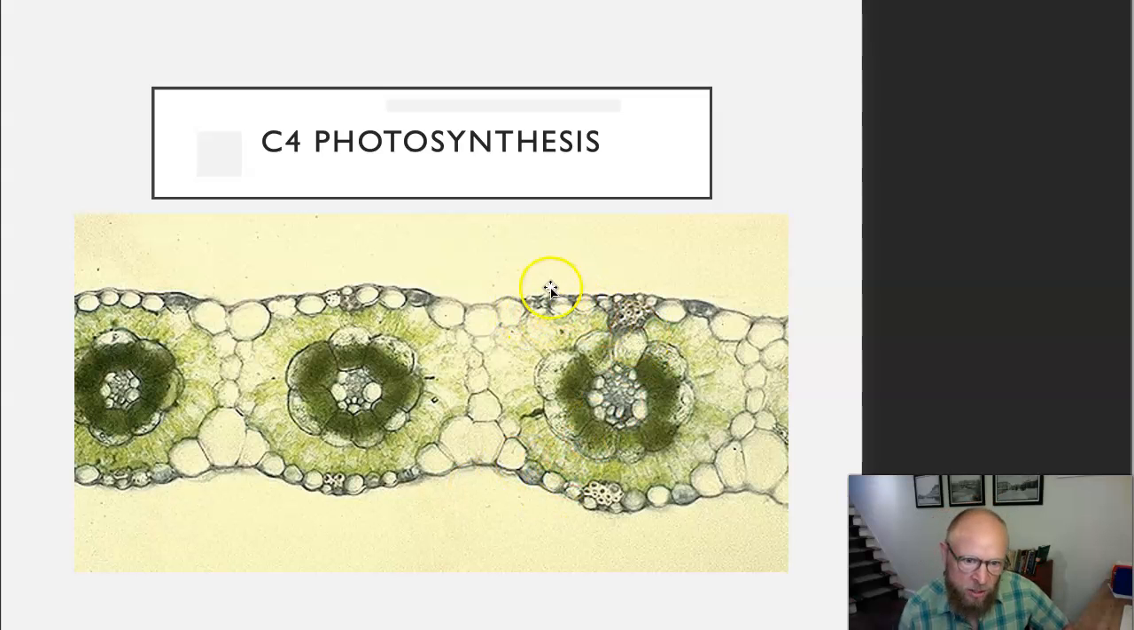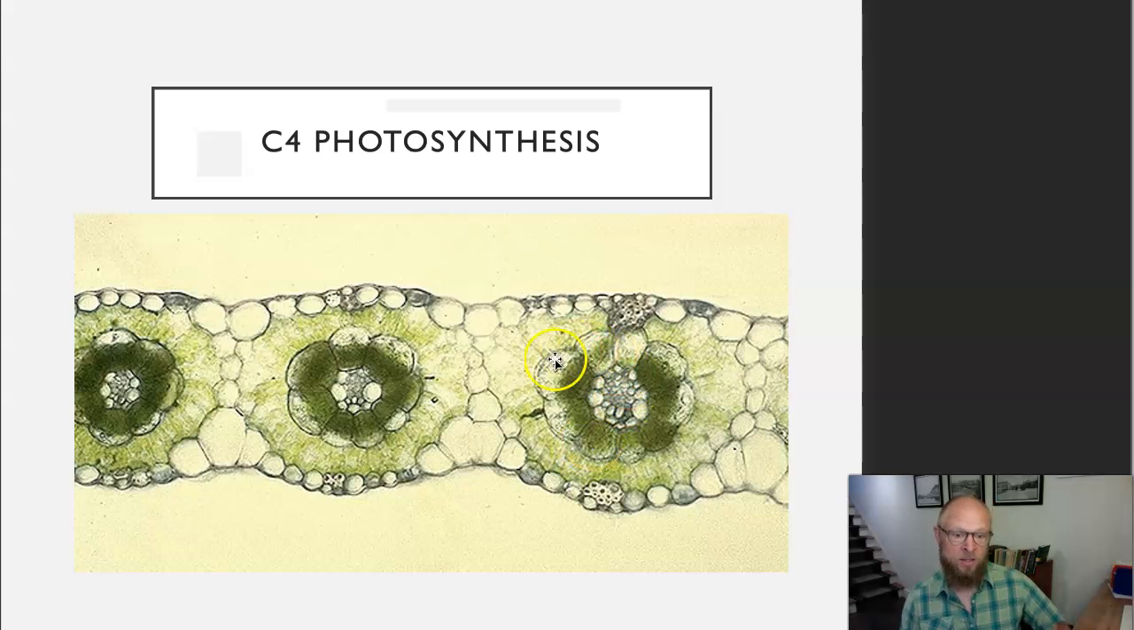This structure here is a stomate. It's a little harder to see. And then we've got cells near that stomatal cavity. And then if we look at our vascular bundle, it may not be clear right now, but if you flip back and forth between the images I've shown you, the cells in this bundle sheath are much larger in a C4 plant than a C3 plant.